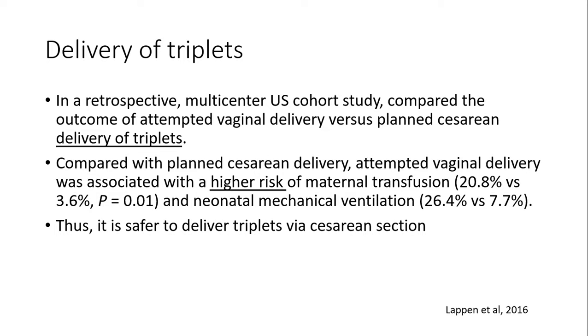For high number multiple pregnancy patients, usually planned cesarean section is an option. Compared with planned cesarean delivery, attempted vaginal delivery was associated with high risk of maternal blood transfusion and neonatal mechanical ventilation. Thus, it's safer to deliver triplets via cesarean section.